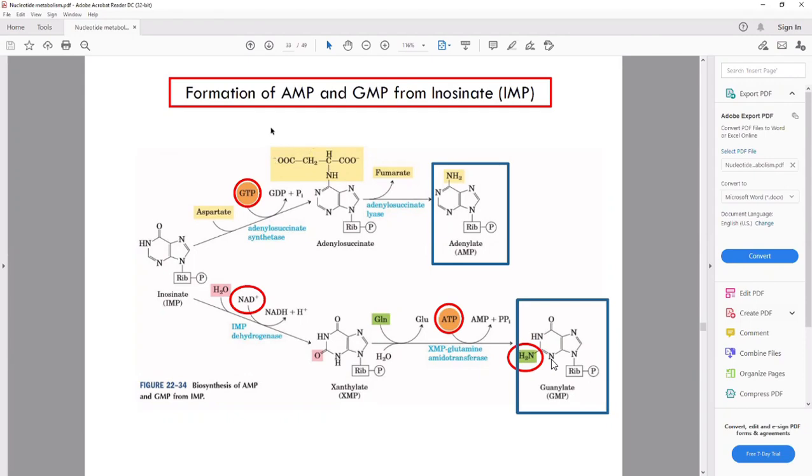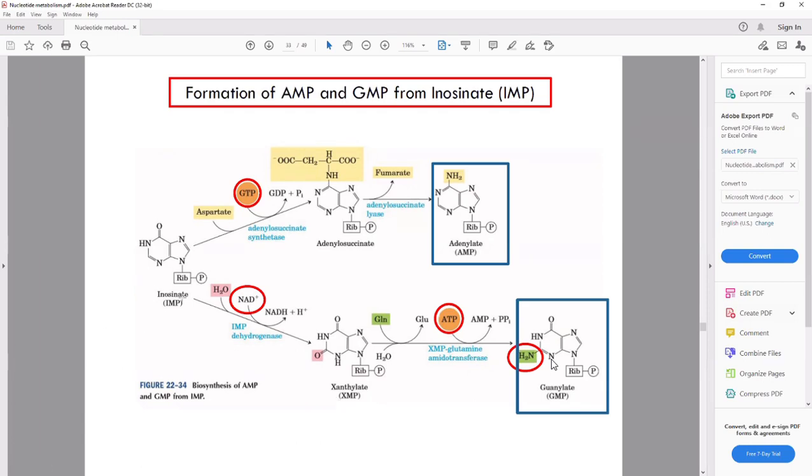Separate to remove this 4 carbon to form this adenylate. So it involves adenylosuccinate lyase. Okay, so for the conversion of IMP to GMP, it also involves 2 steps.